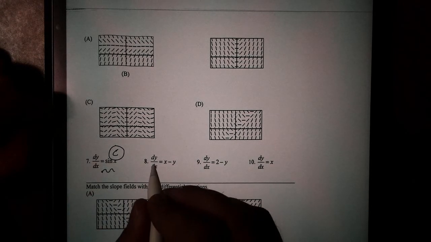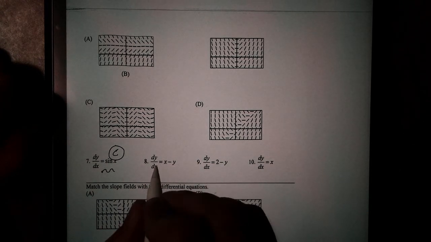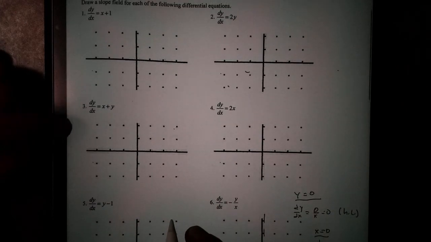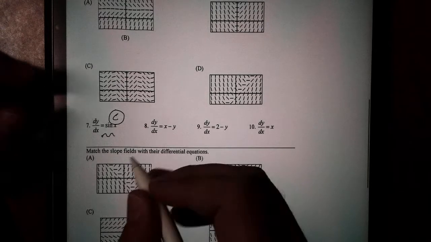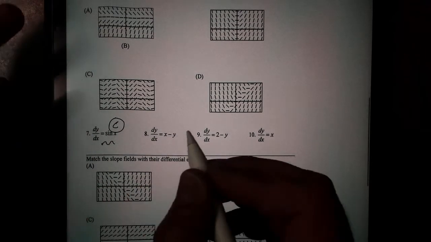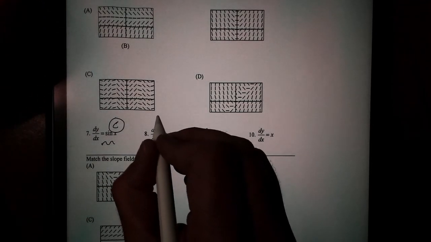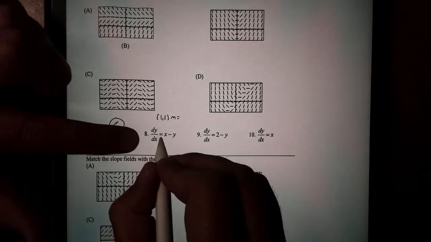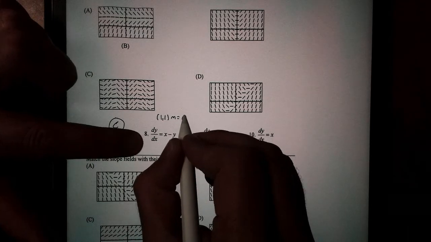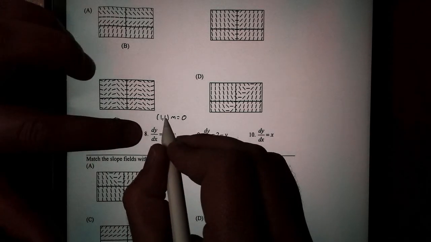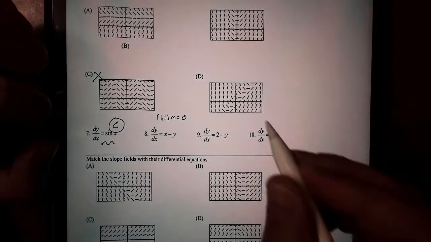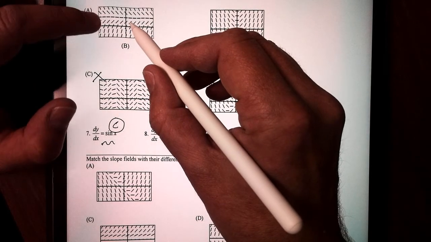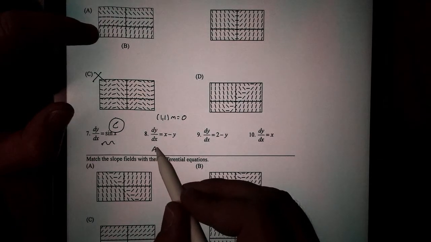If we look at 8, this is a tough one. We saw this in our notes, if you paid attention. Also, it's very similar to number 3, right? If you have a hard time, you can always just pick points. If I pick the point (1, 1), what's my slope going to be? Well, if I go 1 minus 1, it's going to be 0. So I know at the point (1, 1), the slope is 0. Well, I already know it's not going to be C. So if I look here at the point (1, 1), it looks like it could be 1. So A is a possibility.